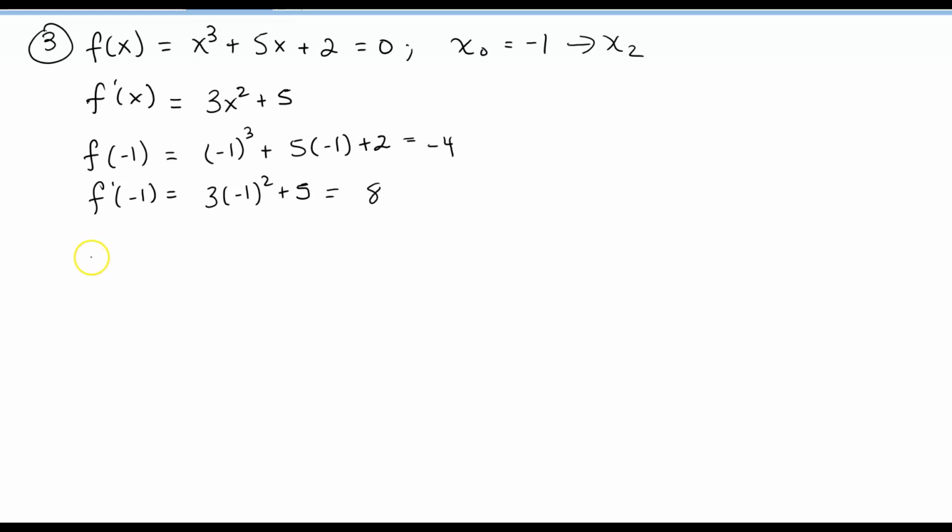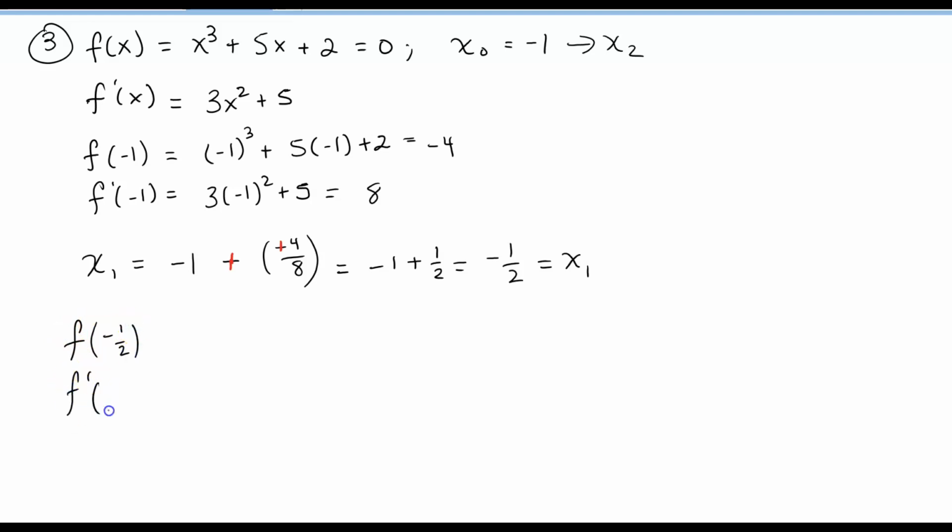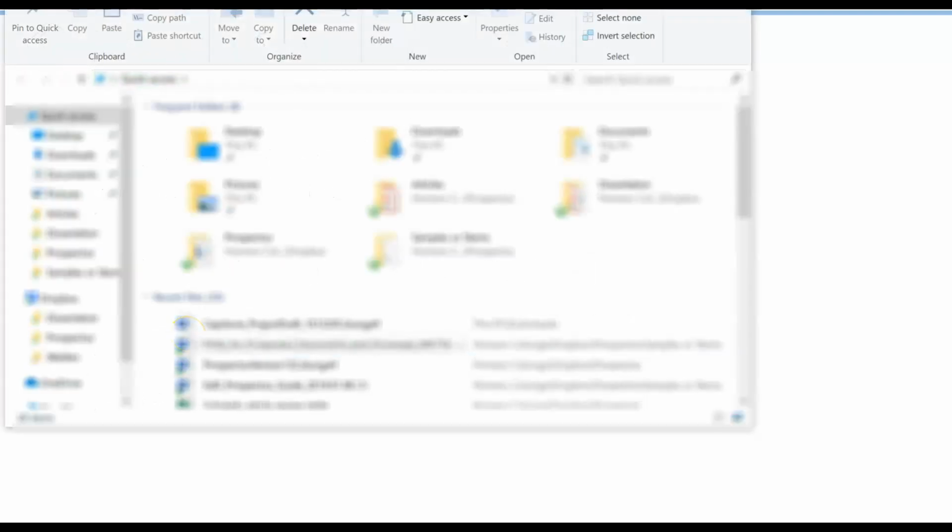All right. Now we can find our x sub 1 value, and that is to say that we're going to have -1 minus, and in this case it's going to be -4 over 8, which ends up being plus 4 over 8 when you think about it. All right, so we end up having -1 plus 1/2, which gives us a -1/2 for our x sub 1 value. We're going to use that to find f of -1/2 and f prime of -1/2 to go ahead and apply Newton's method one more time to really hone in on that 0 root of this original function we're dealing with.